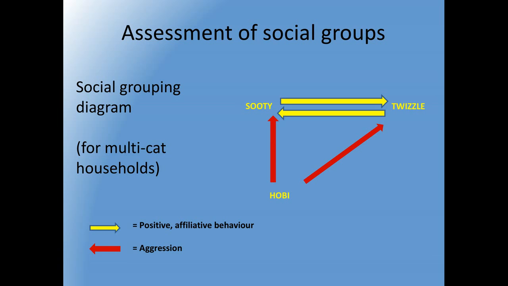He is in his own social group, whereas Sooty and Twizzle are very happy to be in the same social group. So we have two social groups in this household, and we need to make sure that therefore we have enough resources for these groups and that there's no way that one cat could prevent another cat from accessing key resources like food, water, litter tray.